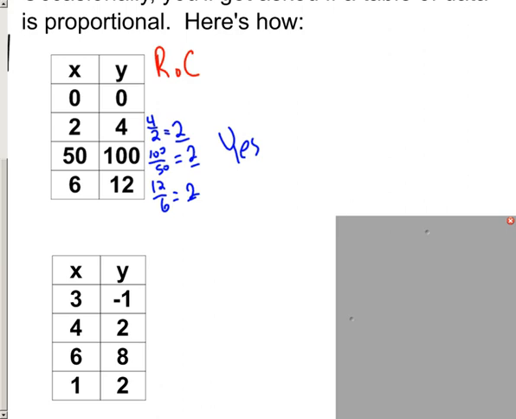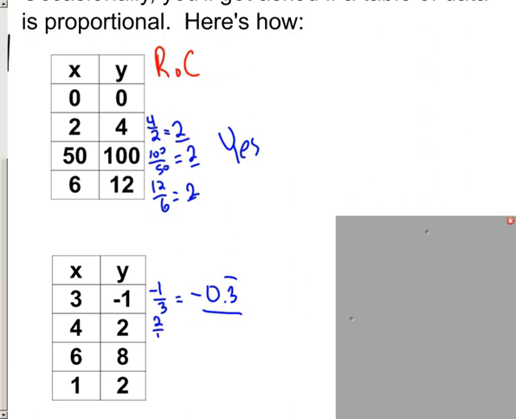Let's go try this one. Negative 1 divided by 3, and I would get this on my calculator. It'd be negative 0.3 repeating. Now, this doesn't mean, hey, this is not proportional. I have to go and see if I get negative 0.3 every single time. If I get negative 0.3 repeating every single time, then yes, it's proportional. If I get something that's not this, well, it's not proportional.